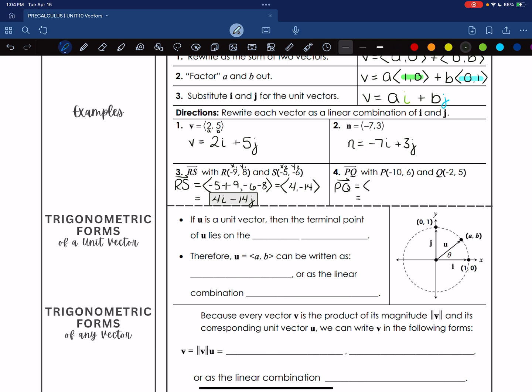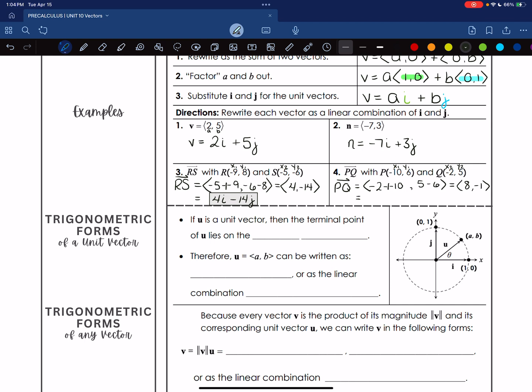All right, well, when you were writing it in component form, that would be to take the difference of the two coordinates, making sure that you take negative 2 minus negative 10 and 5 minus 6. That is actually the sum, so it's going to be 8 and negative 1.